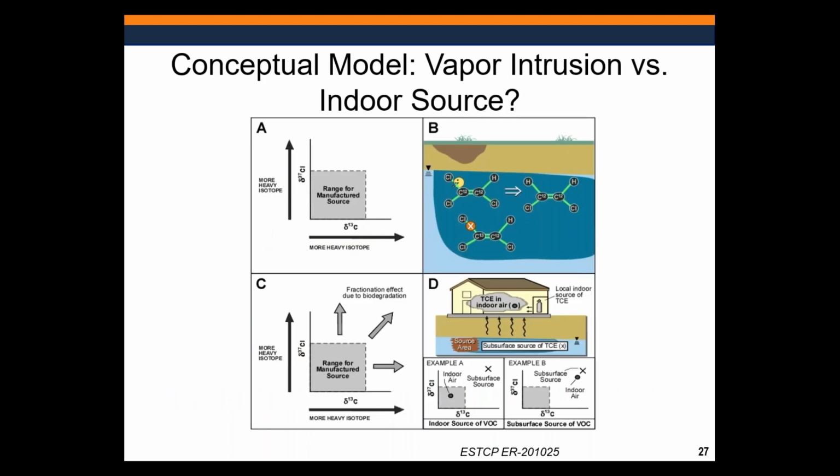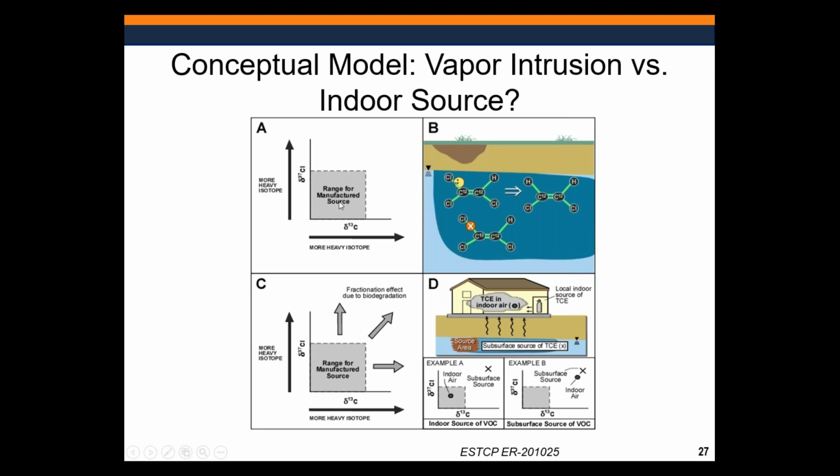And the neat trick here is that this is a pattern matching exercise. Essentially what these guys did is they said, okay, we know the range for manufactured sources of different chlorinated solvents. We know what the delta values are typically for chlorine. They're in this range. We know the values for carbon. And this is what's now called a dual isotope plot.